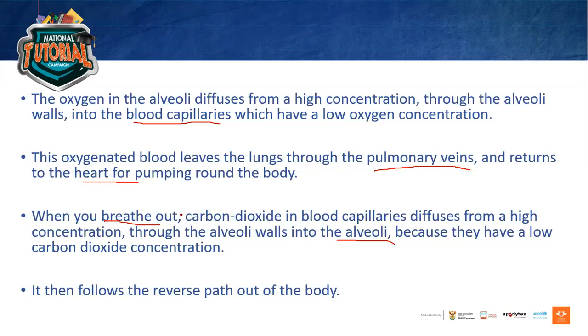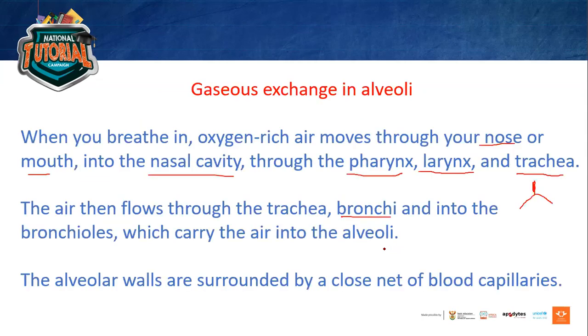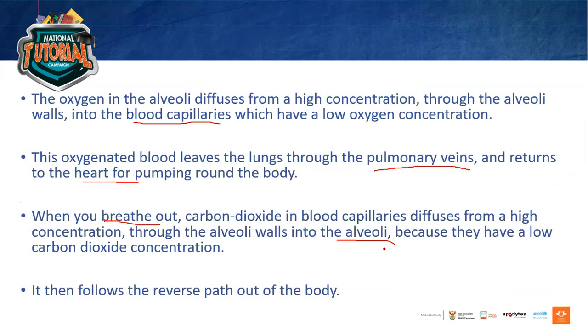The reverse path being what? When it comes from the alveoli, the carbon dioxide-rich air is now in the alveoli. So it will move back to what? The bronchioles, and then back to the bronchi, and then through the trachea, and then moving out of that whole system that we've explained, which is the larynx, pharynx, and then you breathe out through your mouth or the nasal cavity. So that's the reverse system.